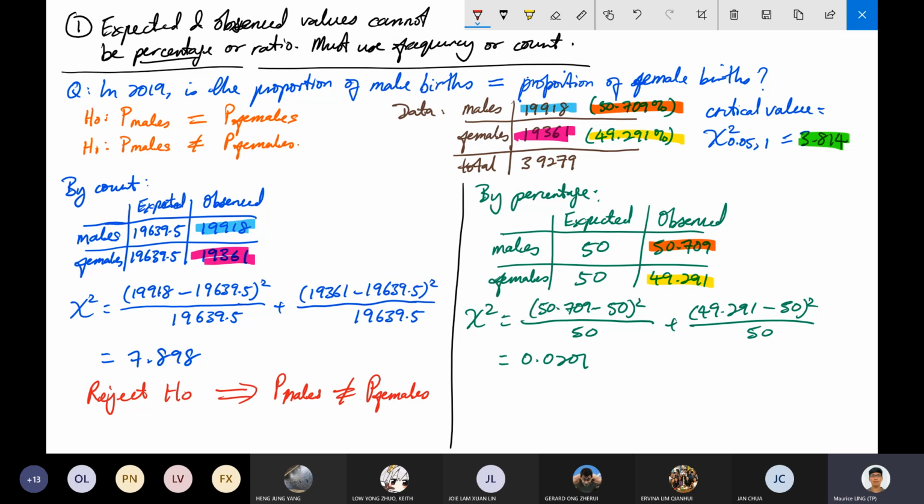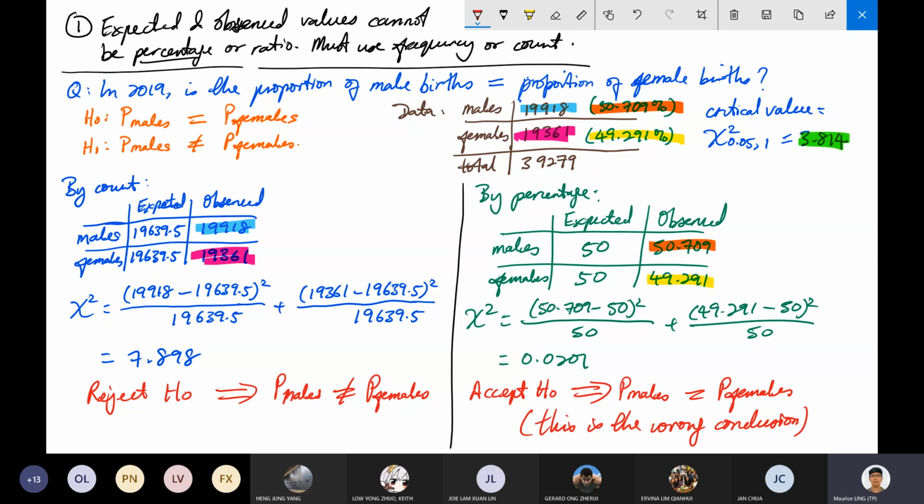Then, based on this, do you accept or reject the null hypothesis? Gerard? No. No means what? You don't reject. So the conclusion is you accept the null hypothesis, do not reject, which means that the proportion of males equals the proportion of females. Okay? But this is the wrong conclusion.